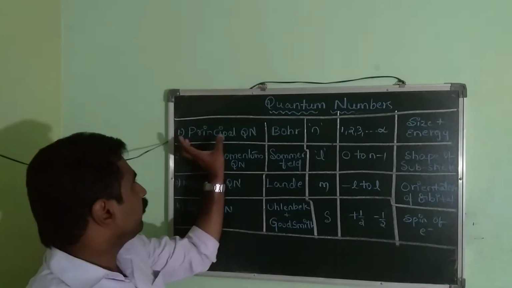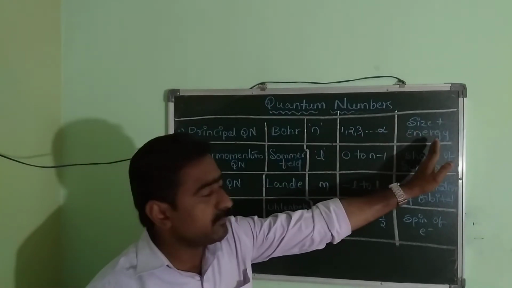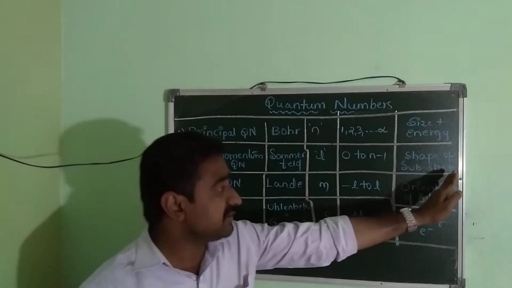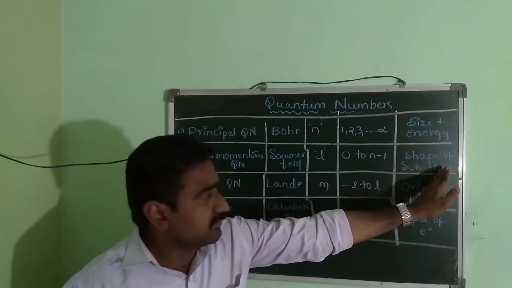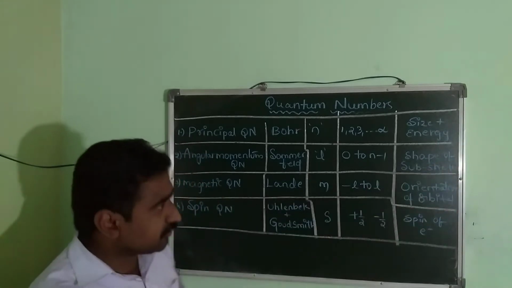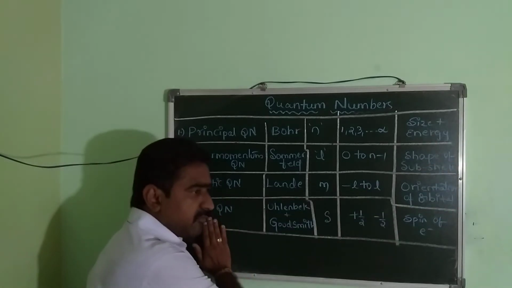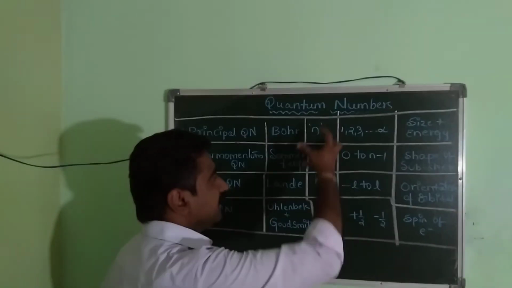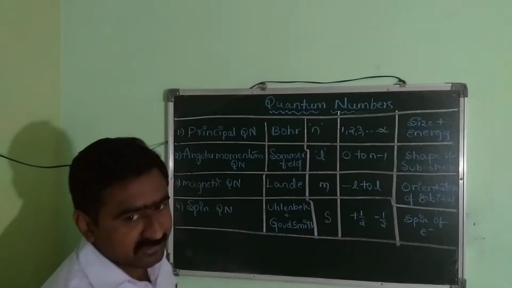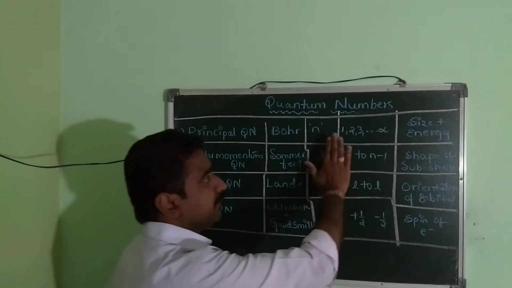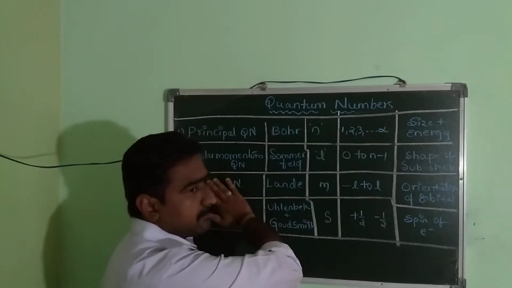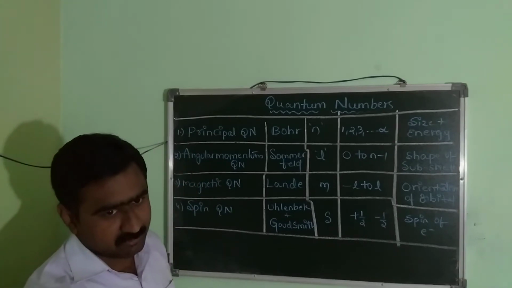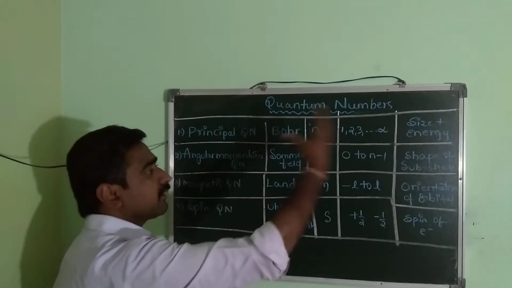For example, if you take the first quantum number, what information is it giving, and if you take the second important quantum number, what information is it giving. So first is the name of the quantum number, second is the scientist who proposed that quantum number, third is the representation using the alphabetical symbol, fourth is the minimum and maximum values of the quantum number, and the fifth column represents the information. Okay, what information the particular quantum number is giving.